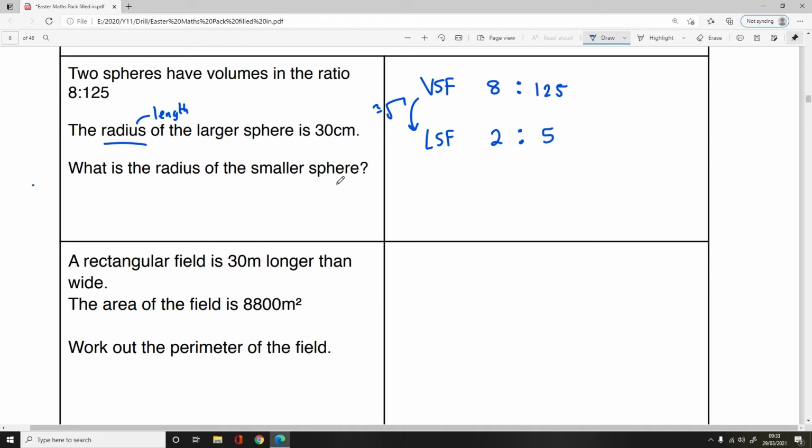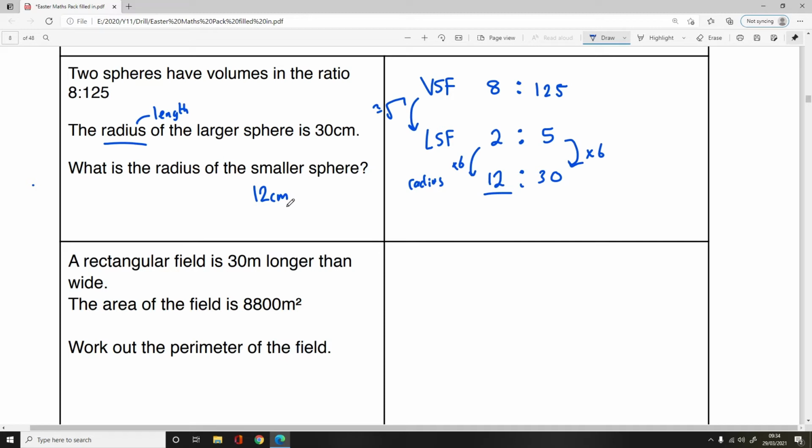We're then told the radius of the larger sphere is 30. And that's going to be in the same ratio, so 30. And we want the larger sphere, not the smaller sphere. 30 over here. And then we want the radius of the smaller sphere. So how do we get from 5 to 30? We times by 6. So we'll do that with 2 as well. The radius of the smaller sphere is 12.